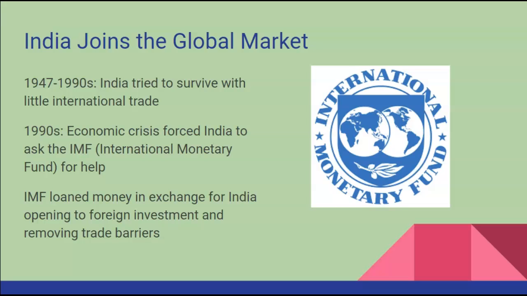Similar to China, India also restricted itself from global trade throughout the 20th century. India received its independence from Britain in 1947 and wanted to cut ties with the Western world economically. However, in the 1990s, India was suffering an economic crisis in part due to its lack of trade. India sought the help of the IMF, the International Monetary Fund, a world organization that loans money to support developing nations. The IMF agreed to help India if India agreed to open itself to foreign investment and remove trade barriers. India took the deal.